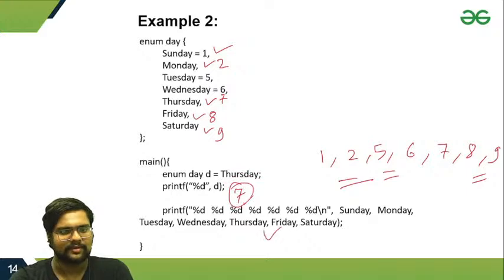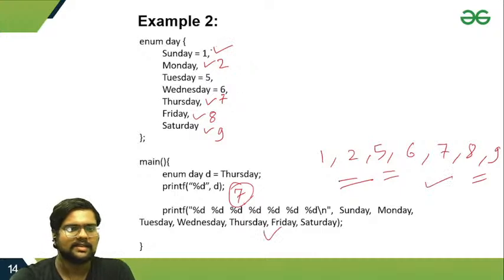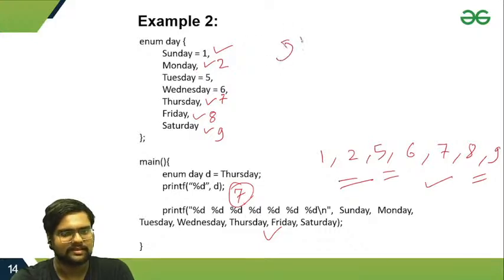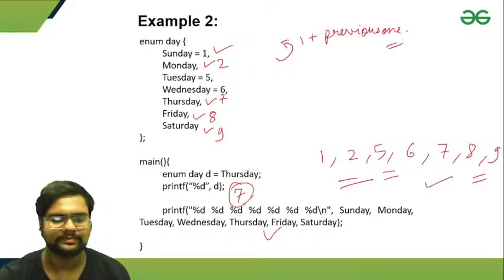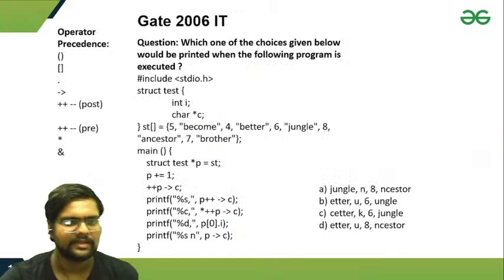And for this print statement, this will be our output. So we can assign the value at the time of declaration. And if another constant is not initialized, then it will get a value 1 more than the previous one. Okay, fine. Let's move to our next topic.